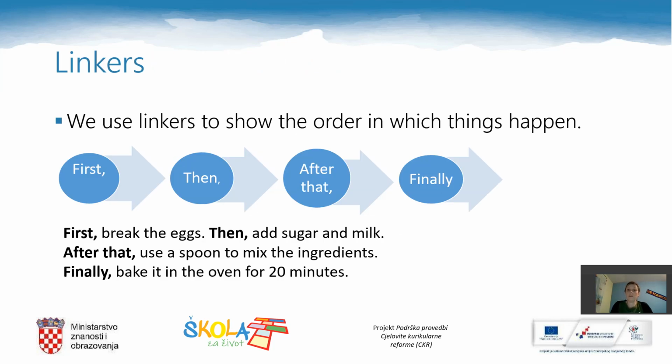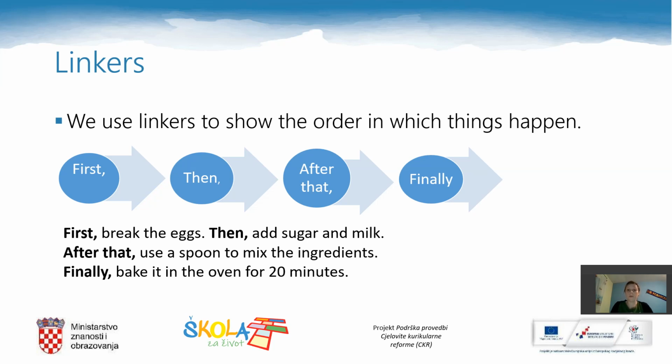I told you at the beginning of this lesson that you will be able to use linkers when giving instructions in a recipe. But do you know what linkers are? Well, they are words we use to show the order in which things happen, like first, then, after that, and finally. So step number 1. First, break the eggs. So that's the first thing you need to do. Step number 2. Then add sugar and milk. So that's the second thing you need to do. After you break the eggs, you need to add sugar and milk.